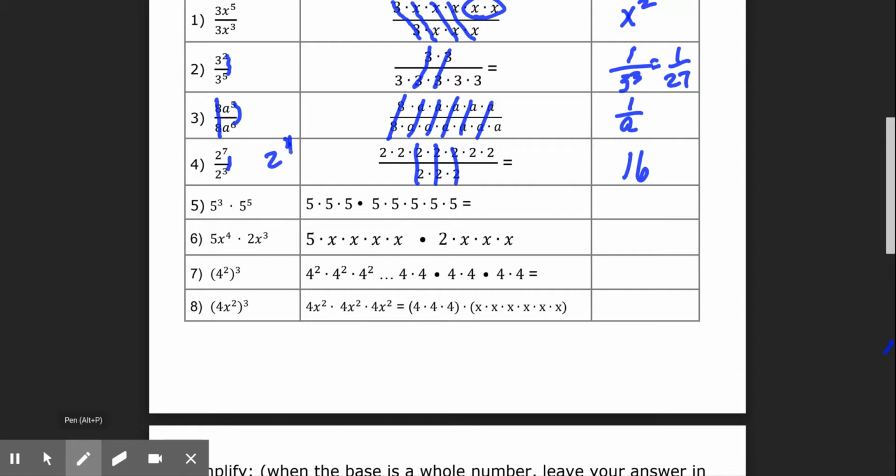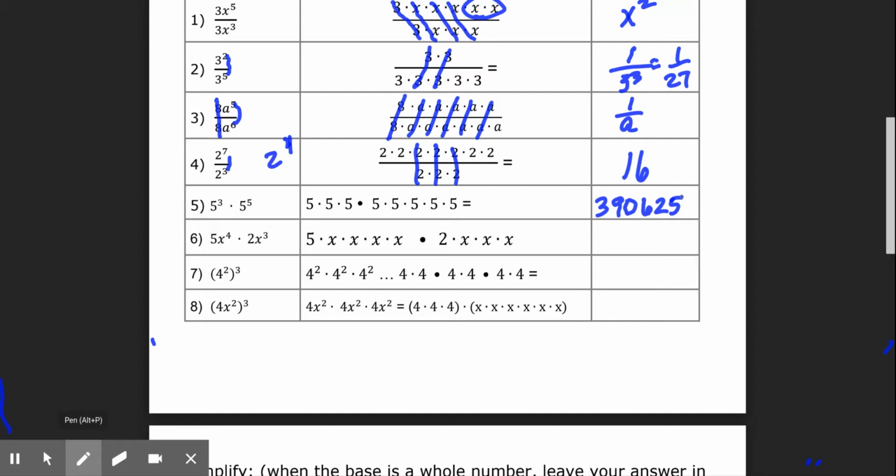Number 5, we have 5 cubed times 5 to the fifth. So we're just going to multiply all that out, and I believe, let's see, that's 25. That would be 390,625.